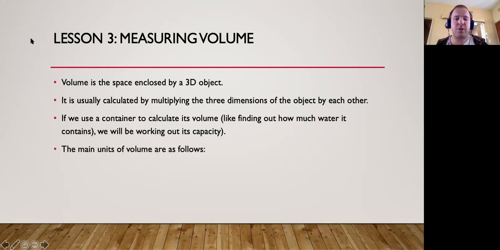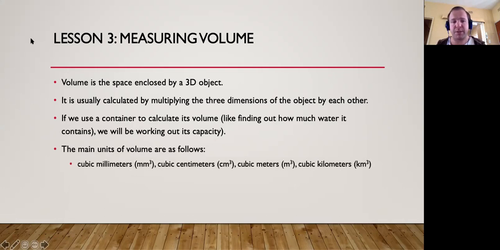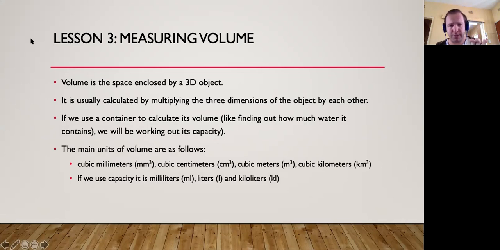Now, the main units of volume are as follows. For solid volume, it will be cubic millimeters, cubic centimeters, cubic meters, and cubic kilometers. For capacity, it will be milliliters, liters, and kiloliters. In this section, you're going to need to know certain basic conversions. For example, 1 liter is equal to 1,000 milliliters. 1 kiloliter is equal to 1,000 liters. And also the basic conversion between a meter cubed and a liter. We're going to go through all that just now.